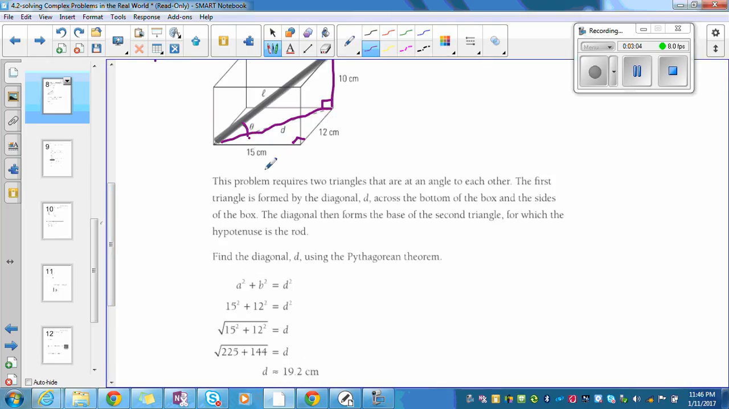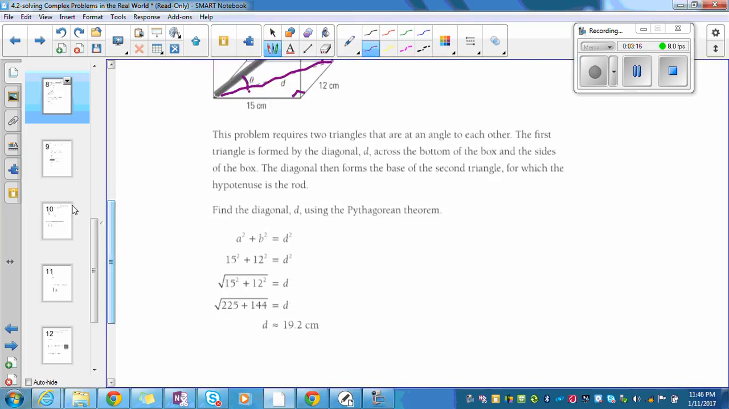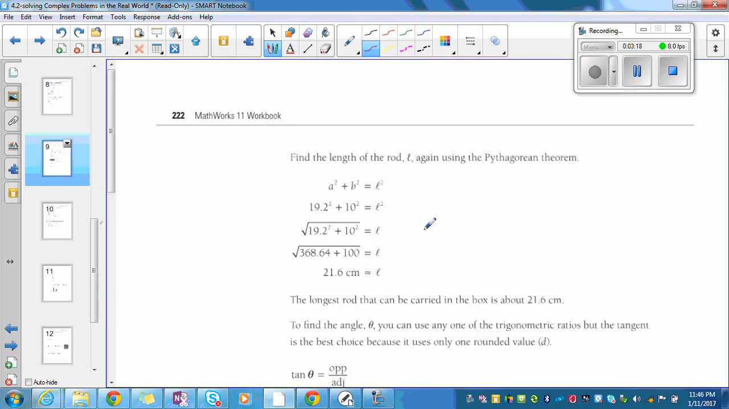When we solve it, we get 19.2 as the diagonal. I'd recommend writing down like 4 or 5 decimal places, using that if we carry it on into the next question. Okay, so we're going to use that 19.2 as the diagonal length on the bottom squared plus the height squared equals the length squared. That's that diagonal rod coming through from the top corner of the square. 19.2 squared plus 10 squared, and then take the square root, 21.6.